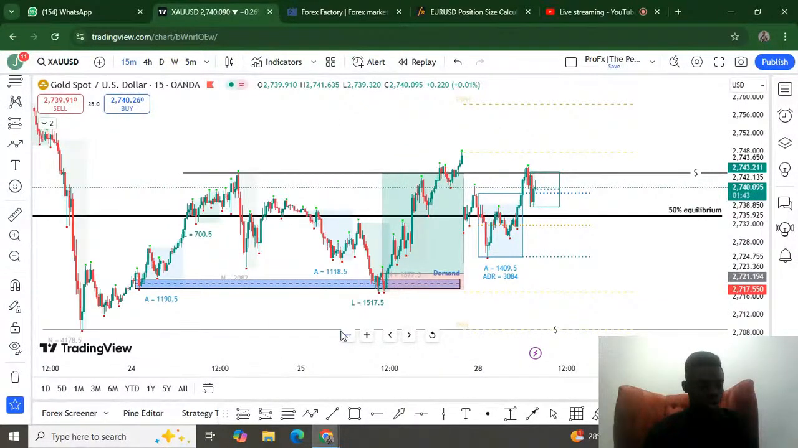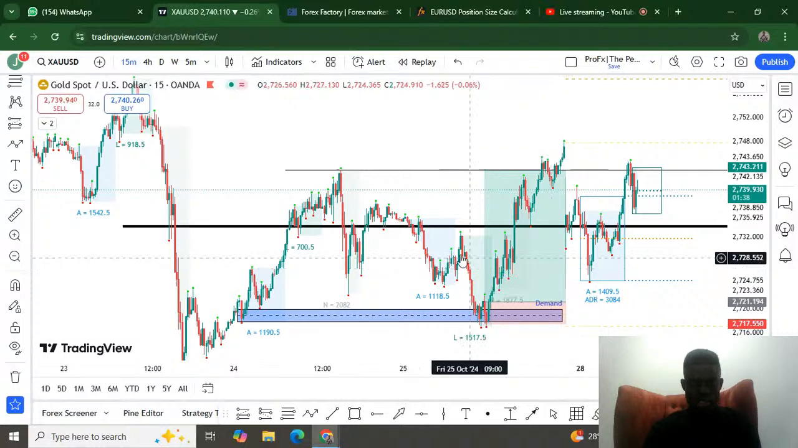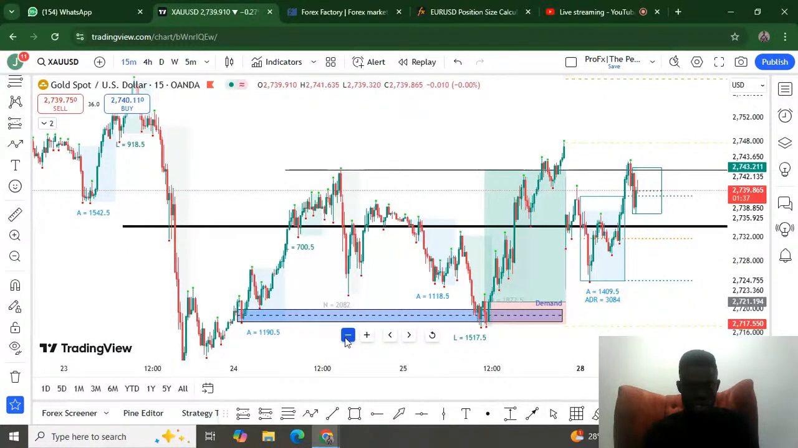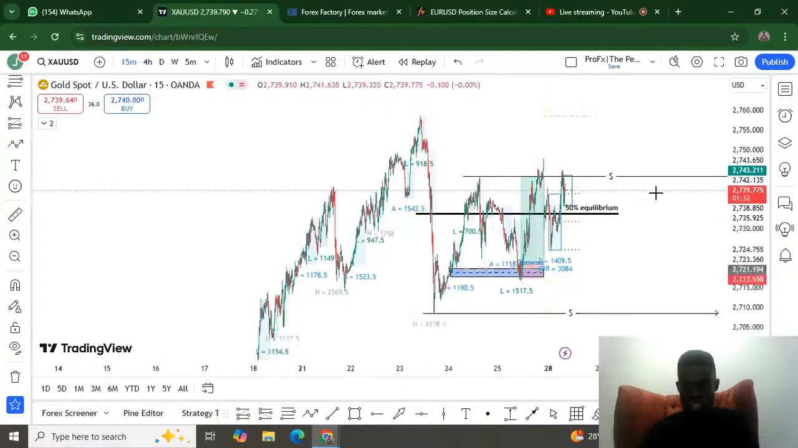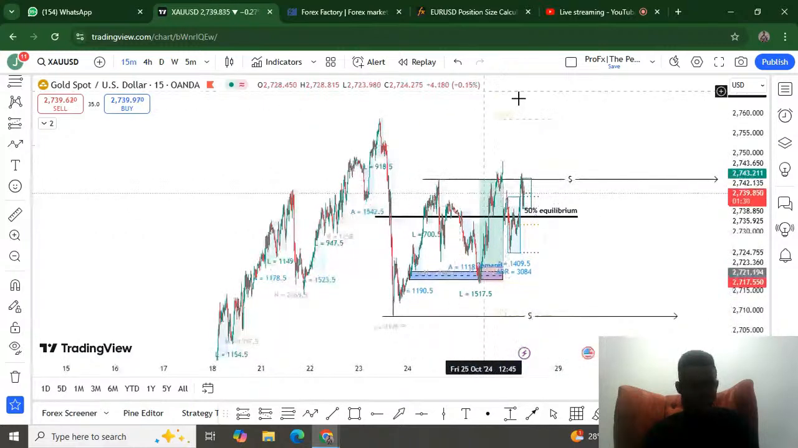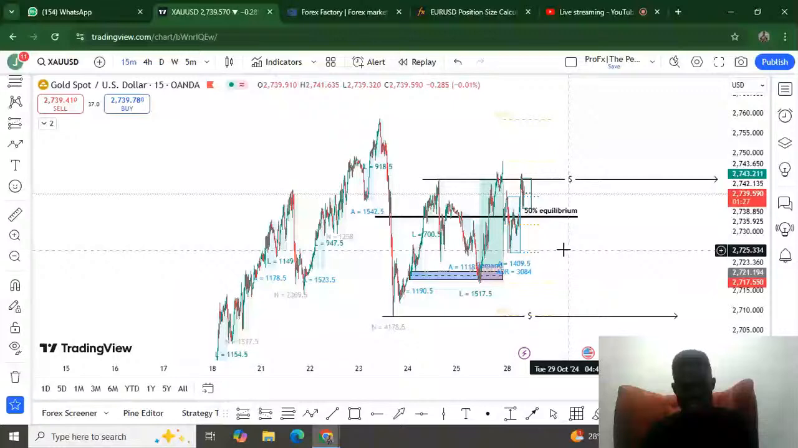So this is gold on Friday. Gold played out as projected. I drew this on Friday, that we are currently in this range. If you can remember, was it Friday or Thursday? This is our range.